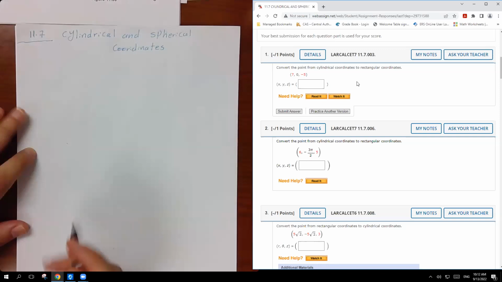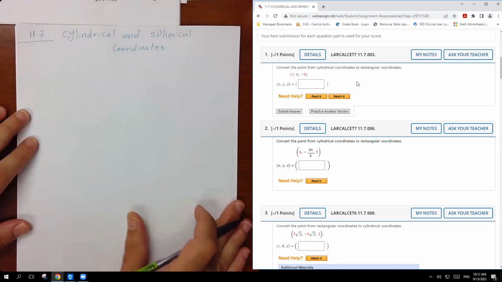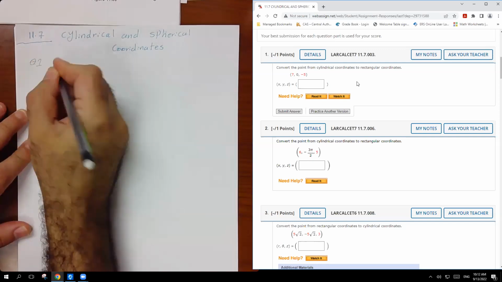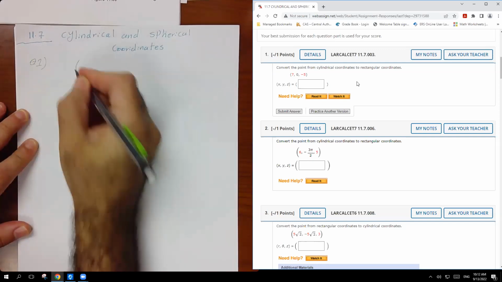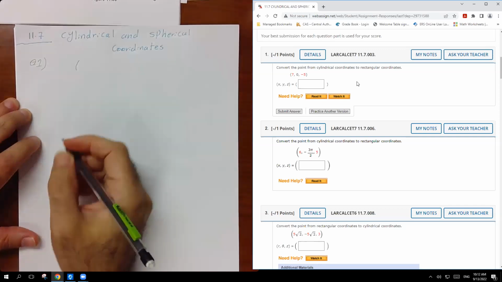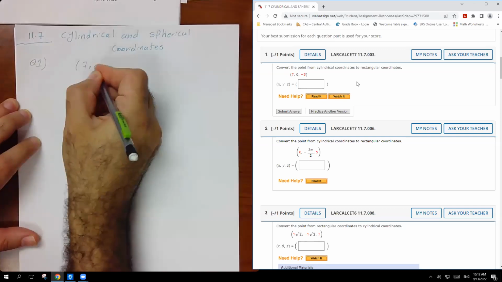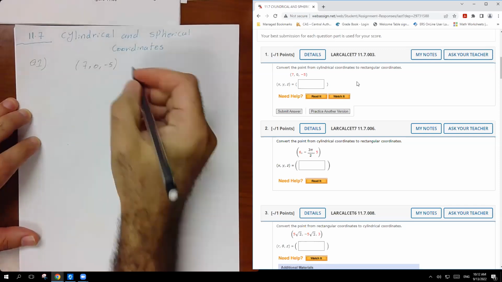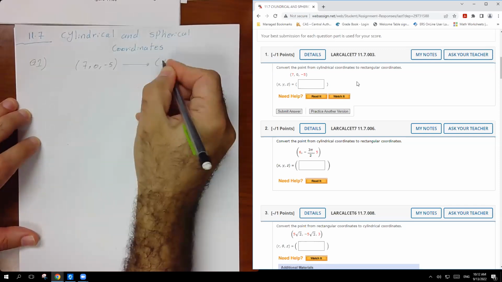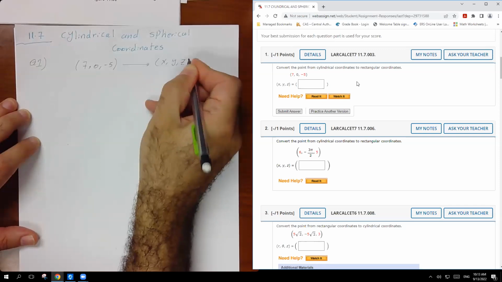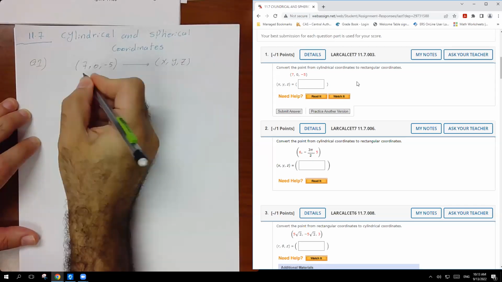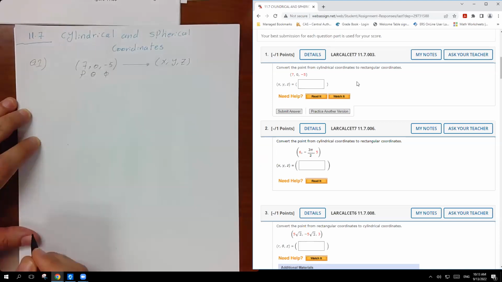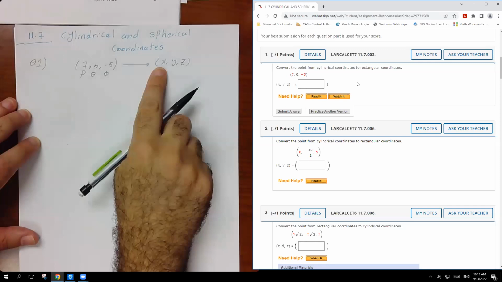So the point now, this is question 1. They give you a point which is 7, 0, and -5. That means we need to write down the rectangular coordinates. We need to write down x, y, and z. Now we need to find x, y, z.